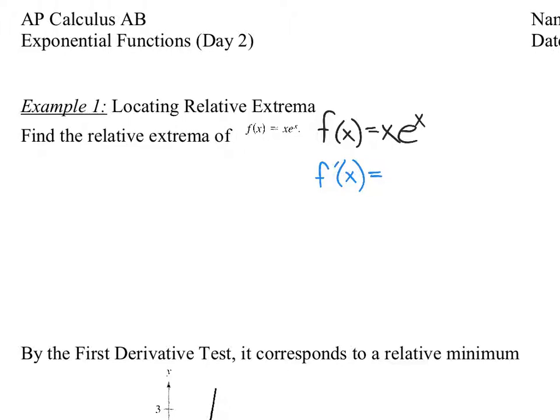Now, how am I going to find the derivative of x e to the x? It is product rule. We have two functions multiplied together. So u prime v plus u v prime: the derivative of the first, which is 1, times the second, plus the first times the derivative of the second. What's the derivative of e to the x? Same thing, e to the x. So now we have to set that equal to 0.